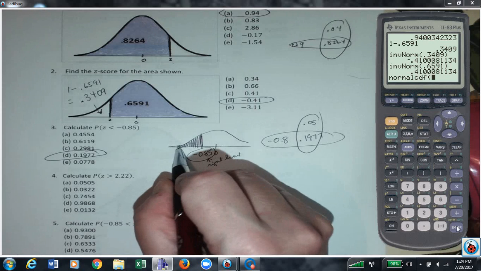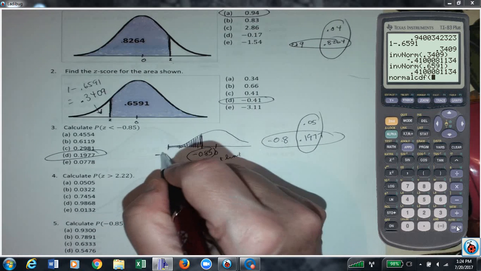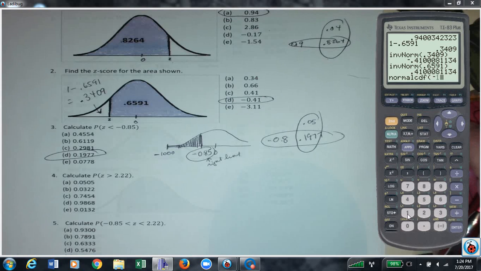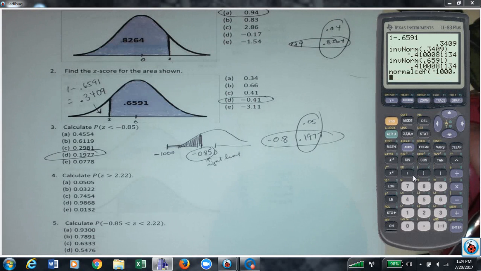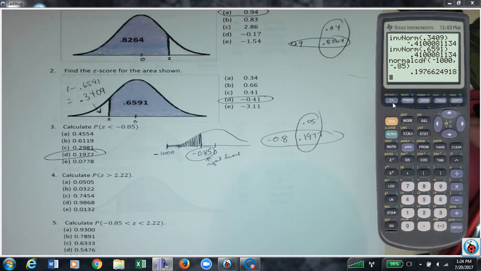And of course, as we learned in class, these don't ever touch. They keep getting infinitely closer, but they'll never touch. And so just to be safe here, if we're looking at left limits, give that -1000. So that's what I'm going to do here. Comma, and then give it the right limit, which is -0.85. And if I round that to 4 decimal places, then that 6 there will bump this one up to 0.1977.